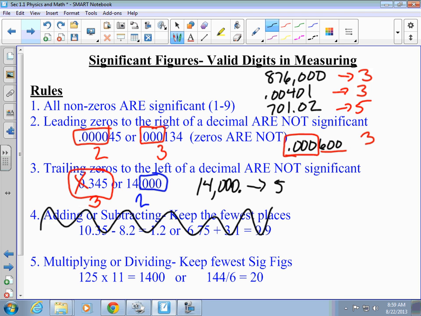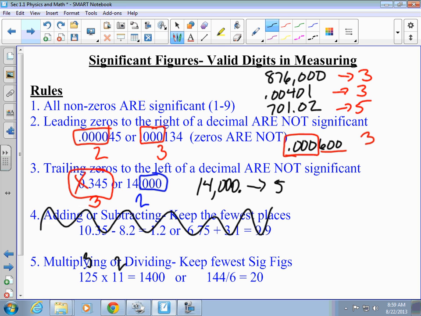We have 2 really basic examples on the bottom. We have 125, which has 3 sig figs, times 11, which has 2 sig figs. You have to keep the fewest amount, so the smallest number between 3 and 2 is 2. So our answer has to be in 2. If you take 125 times 11, you're going to get 1375. We round that to 1400 since that has 2 sig figs.